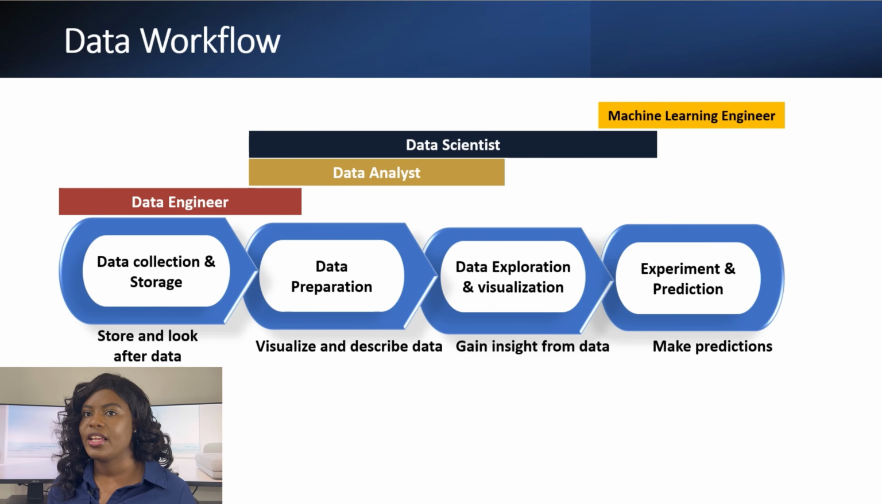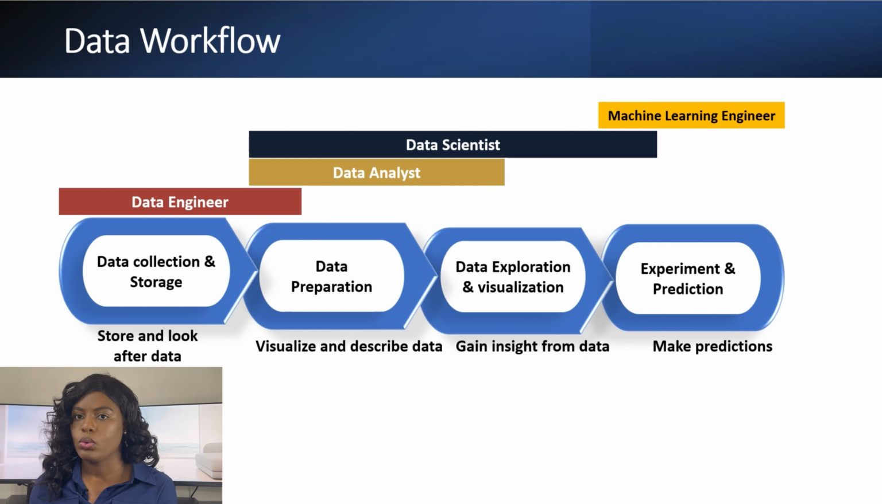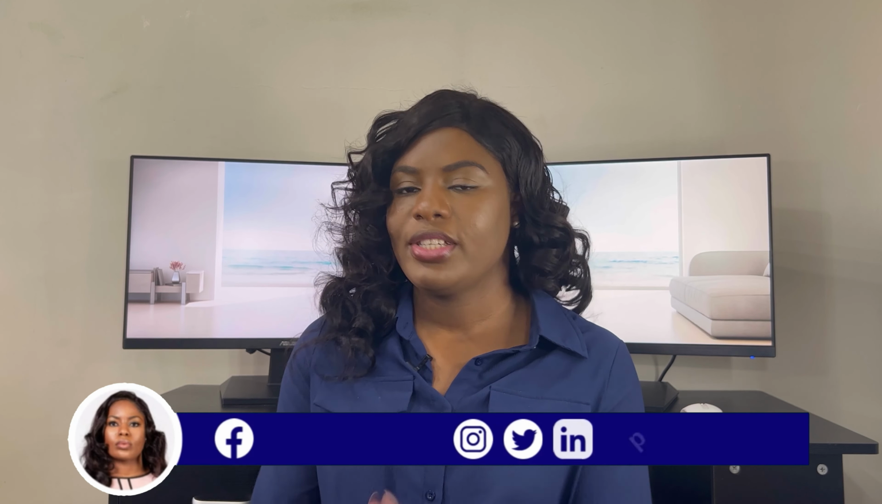A data engineer handles the first part of the workflow: collects, extracts, and stores data. A data analyst carries out data preparation, specific to suit his business goals, while a data scientist also carries out data preparation to suit what he wants to do, carries out exploration and visualization of the data set, and performs basic machine learning operations. A machine learning engineer focuses on the last part of the workflow, carrying out experiments and prediction using the data.